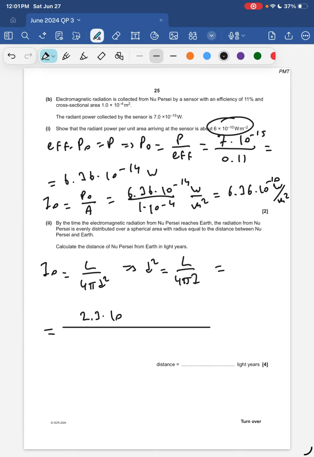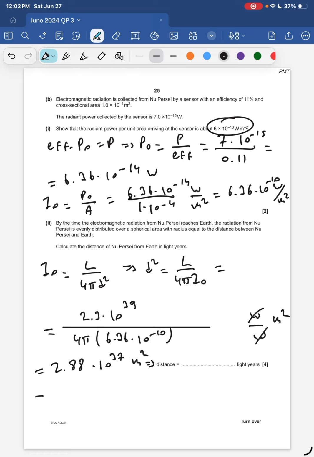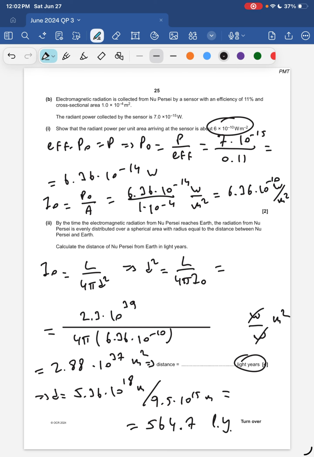2.3 times 10 to the 39 watts. And then in the denominator we have 4 pi times I naught, which we calculated earlier. So 6.36 times 10 to the negative 10 watts per meter squared. So this cancels, and we get d squared equal to 2.88 times 10 to the 37 meters squared, which means that d is 5.36 times 10 to the 18 meters. And because they ask for light years, if we divide by 9.5 times 10 to the 15 meters, we can convert to light years, and we find 564.7 light years. Okay, which is the answer.